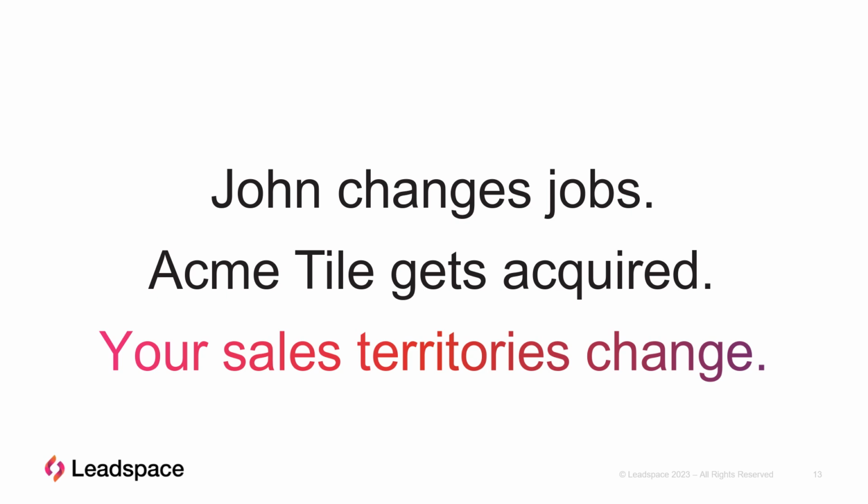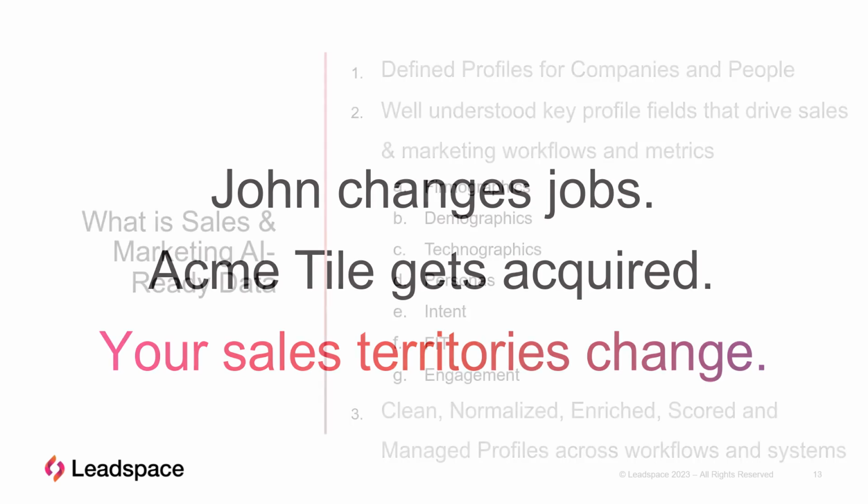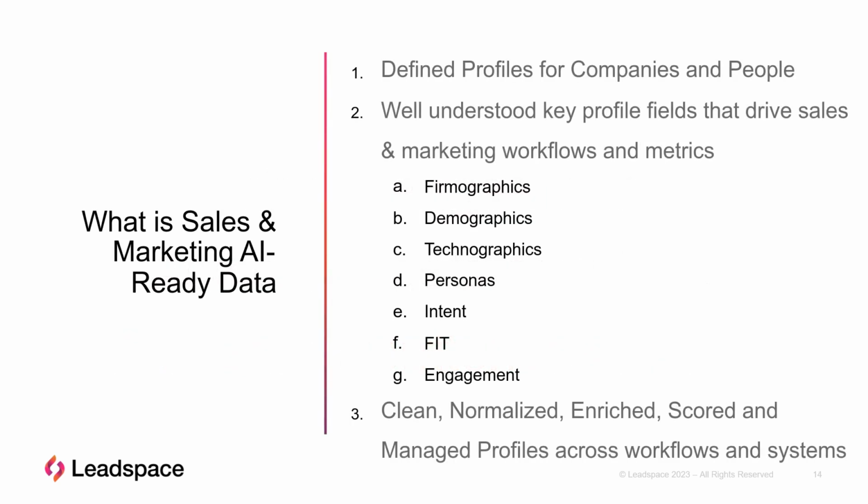And then you've also just got normal things that happen in business. So John, our example, John Doe there, he changes jobs and goes to a different company. Acme Tile gets acquired, and your sales territories change. So now you've got people getting different companies and profiles to work with, and they have no idea if any of that first or third party data is accurate because it's been done as one-offs and manual. And so you get a lot of noise in the system, so to speak. So there's just an example.